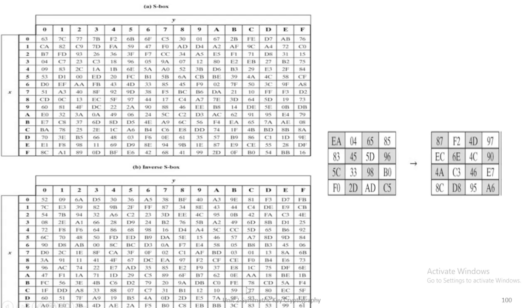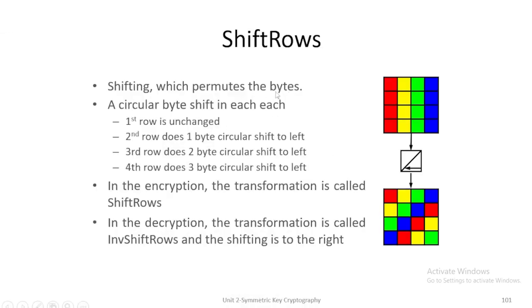Then the bottom portion is for decryption purposes. On the decryption side, we should refer to the inverse S box value. For example, if these second matrix values are retrieved at the decryption side, and 87 is available, I refer to the 8th row and 7th column of the inverse S box. The answer is EA. In this way, the S box values are retrieved. So this is the first operation.